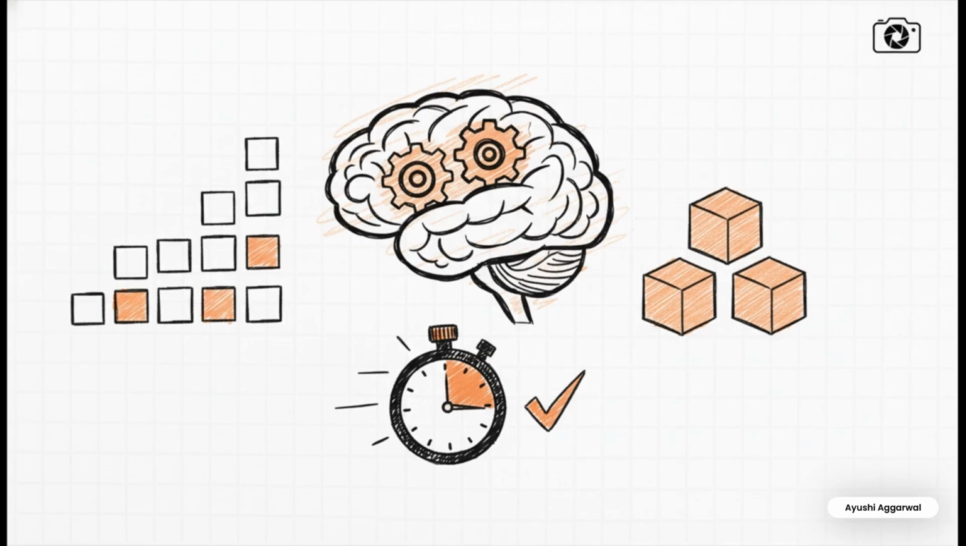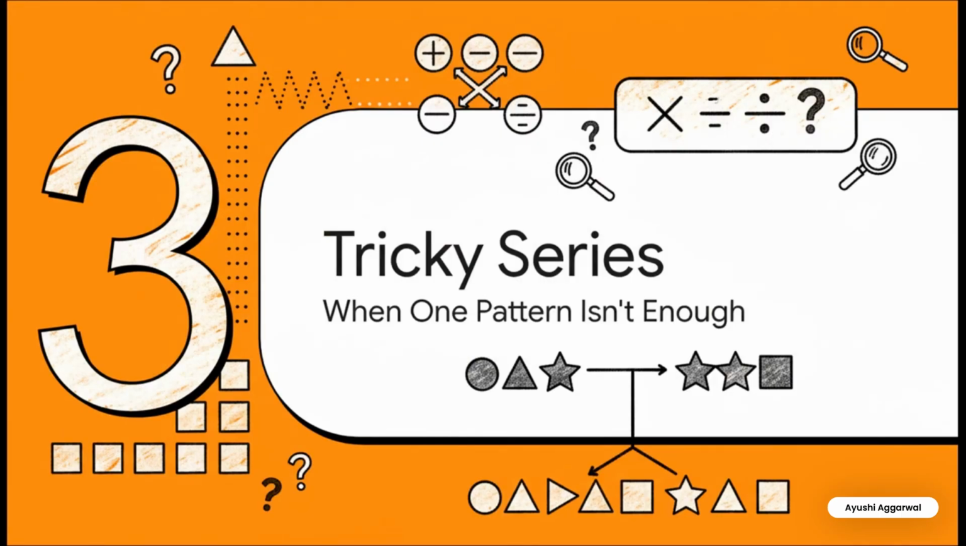This is the single best way to save calculation time. Trust me on this, it is a total game changer. So far, we've been dealing with series that have one single clear pattern. But what happens when the examiner decides to get a little creative and mixes 2 patterns into one question?